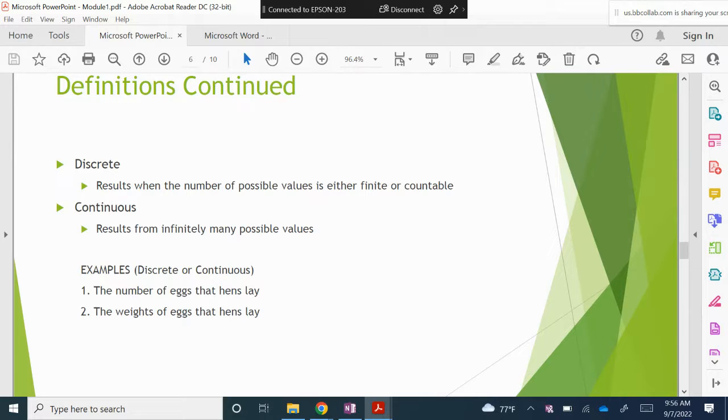So here are some examples. The number of eggs that a hen lays: is that a discrete variable or continuous? Well, is the number of eggs a countable set of things? So that would be discrete. You can count them. The hen laid 5 eggs or 3 eggs or 20 eggs, however many eggs they lay. It's a countable set.